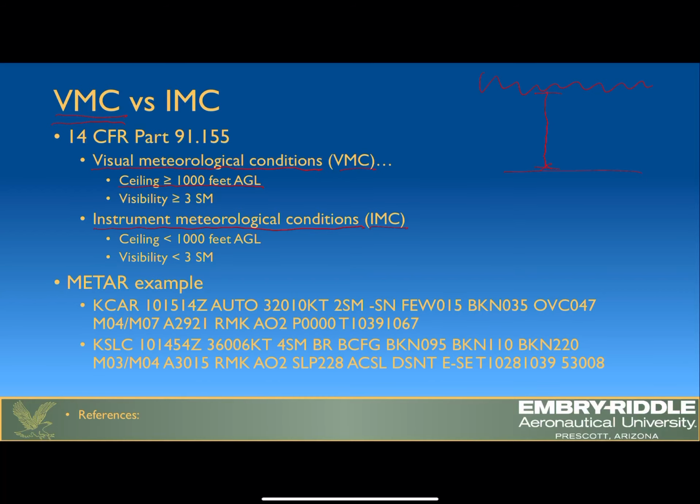So let's say the ceilings are above 1,000, but the visibility is less than 3. That means that you would be in IMC. So if only one of those conditions is not met, then you are in what we consider to be instrument meteorological conditions. Again, if the ceiling is anything less than 1,000 feet AGL, or if your visibility is anything less than 3 statute miles, then you are in IMC.